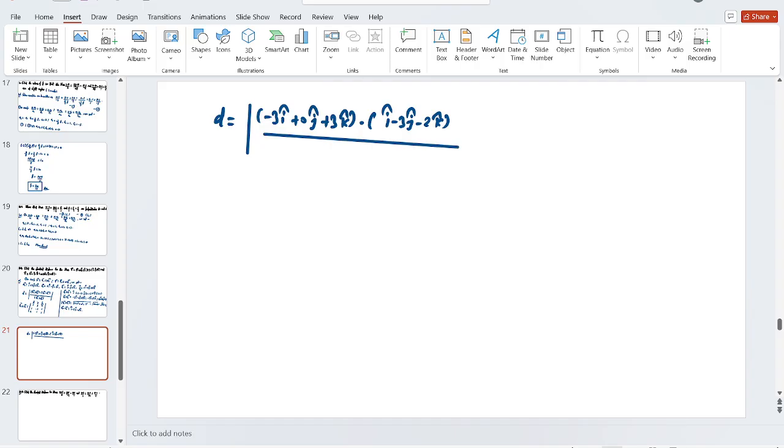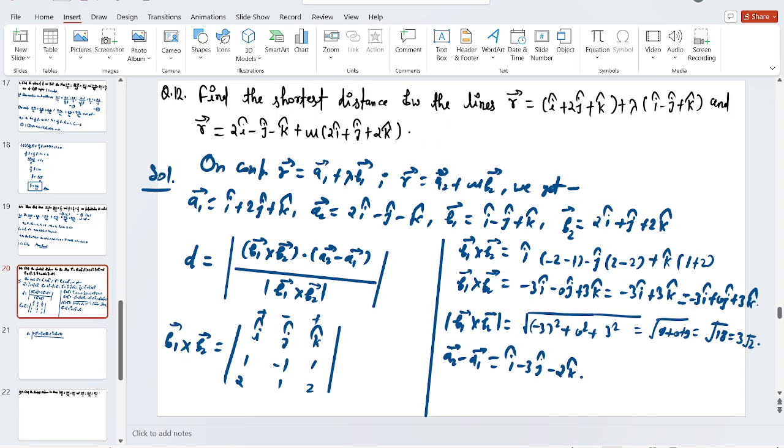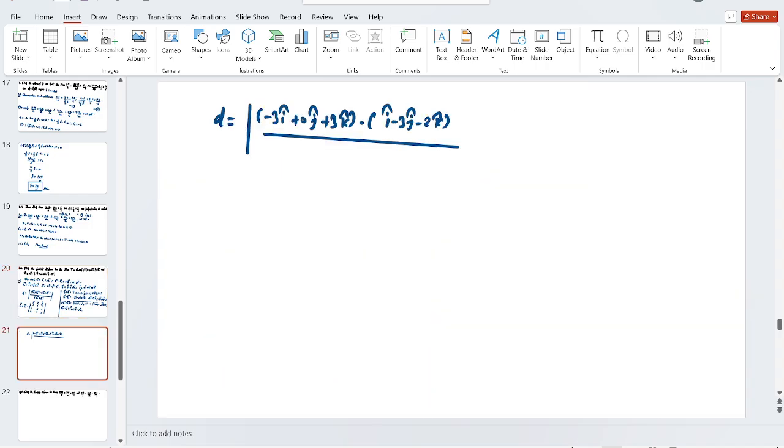Upon the modulus of vector b1 cross vector b2, which is equal to 3 root 2. So solving, you get the answer. Taking the dot product: minus 3 into 1 becomes minus 3, 0 into minus 3 becomes minus 0, plus 3 into minus 2 becomes minus 6. This is upon 3 root 2.